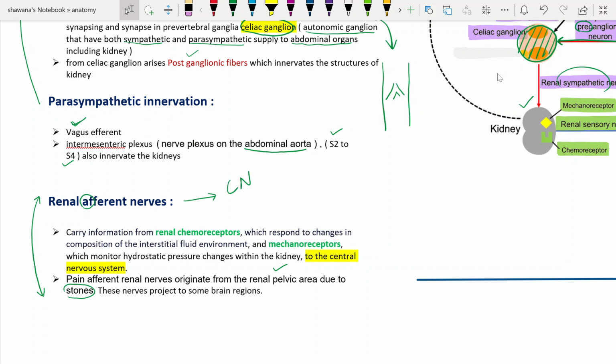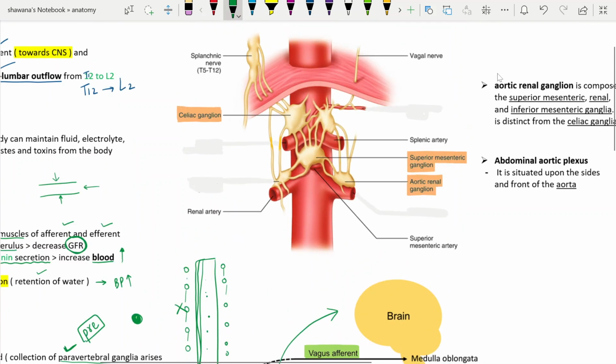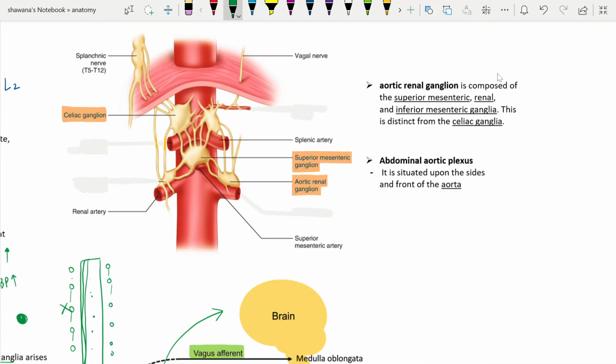central nervous system, like information from the chemoreceptors, which respond to the changes in the interstitial fluid environment, and mechanoreceptors, which detect the pressure changes. They go towards the central nervous system, so it is a pain pathway. Okay, like this one. From the mechanoreceptors, from the chemoreceptors, the renal sensory nerve goes towards the central nervous system.